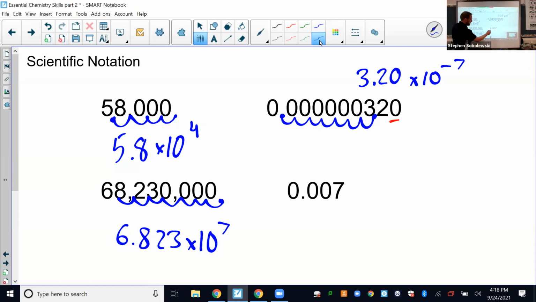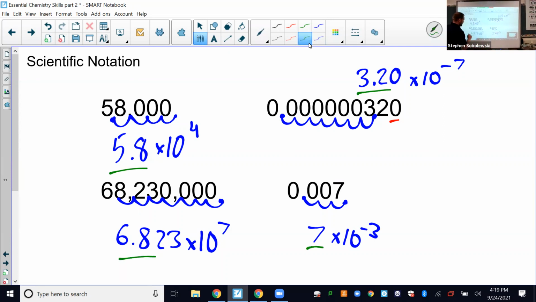0.007. Grab the decimal point. 1, 2, 3. Yes, I hesitated, but yes, I do want to move it 3 times because that gives me 7 times 10 to the -3rd. If you stopped too soon, you would call it 0.7 times 10 to the -2nd, which mathematically is the same number, but it's not proper scientific notation. Every time you have scientific notation, your front number must be between 1 and 9.99999.